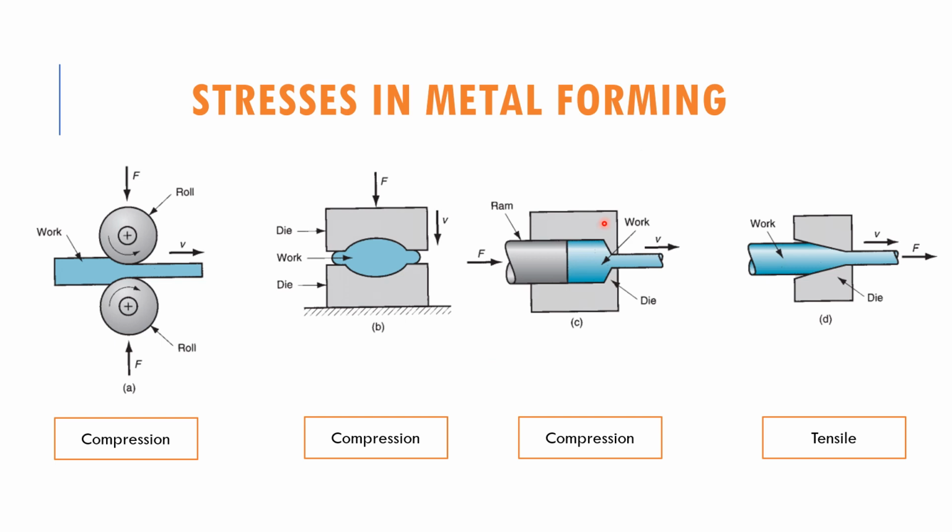The next one is extrusion. This is the work material, and it will be pushed by the ram inside here before coming out and creating the new shape of the material. Again, in this process compression is involved. As for the last one, this is wire and bar drawing. Instead of pushing, here the work material will be pulled, coming out from the die opening, and the stress here will be tensile stress.